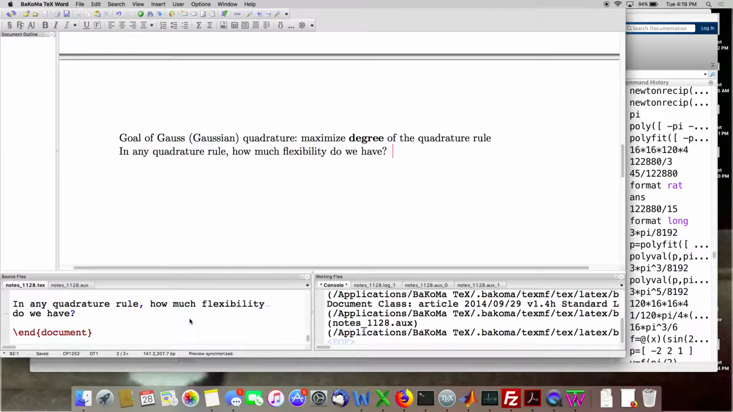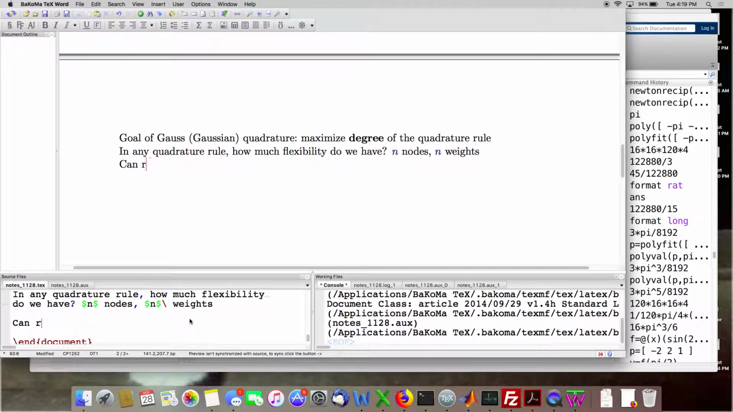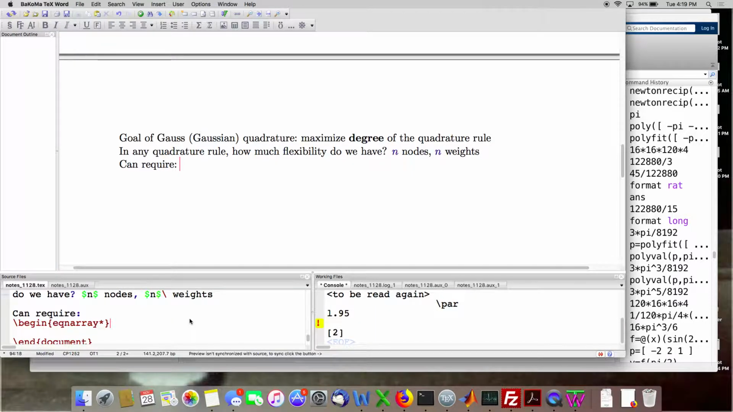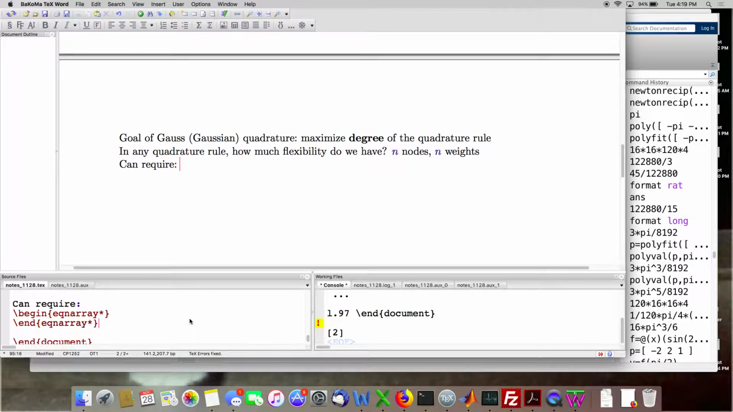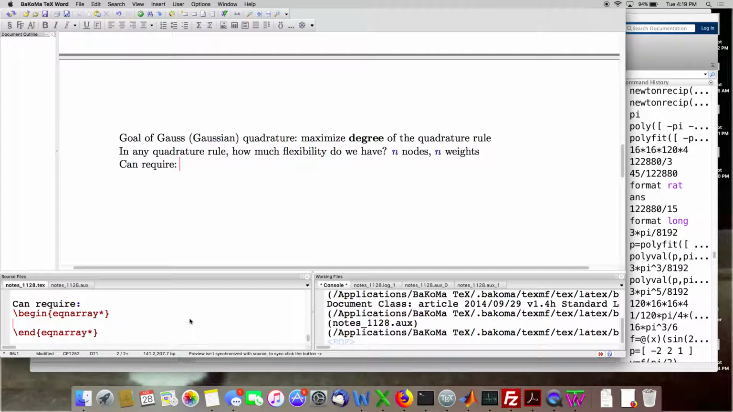So we have, because we are free to choose n nodes and weights. If I want to describe this quadrature rule by choosing these n nodes and n weights to maximum advantage, what I can do is I could say we can require the following: that the integrals of polynomials of up to a certain degree are exact.